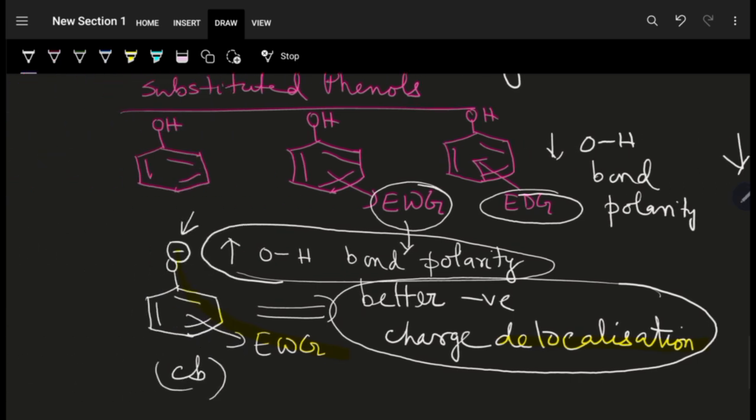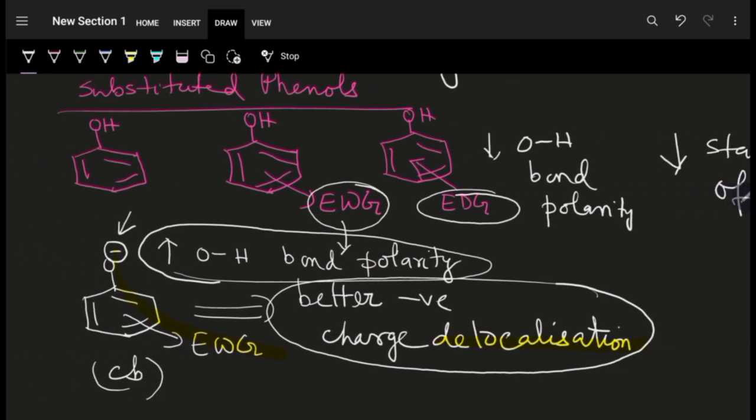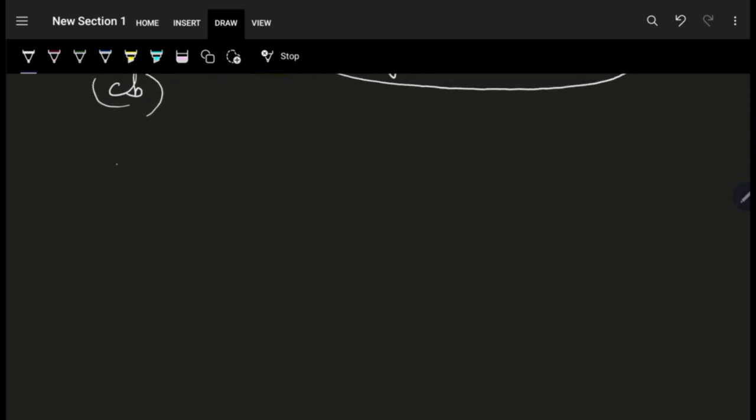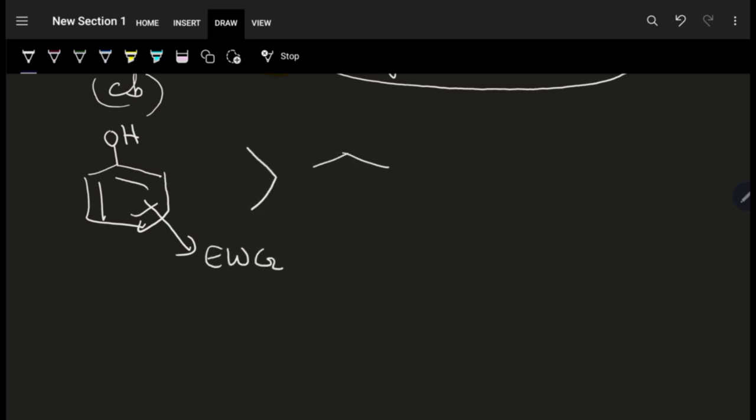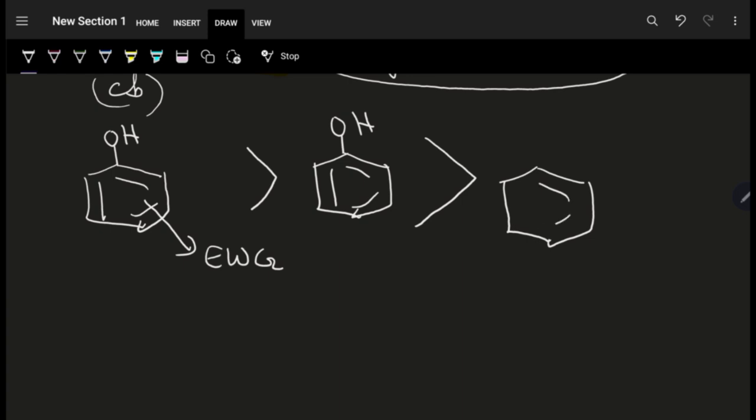So obviously, if I am going to arrange them in decreasing or increasing order of acidity, I will say the most acidic will be the substituted phenol containing an electron withdrawing group. Then will be phenol, and then the substituted phenol having an electron donating group, because it decreases oxygen hydrogen bond polarity and decreases the stability of the conjugate base.